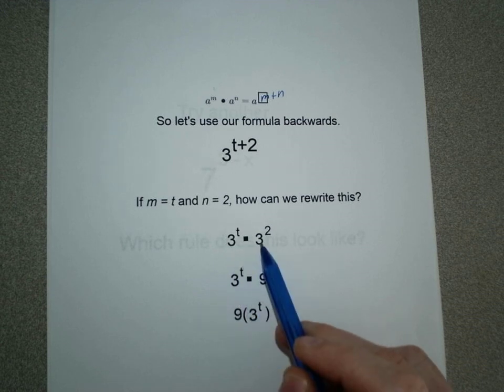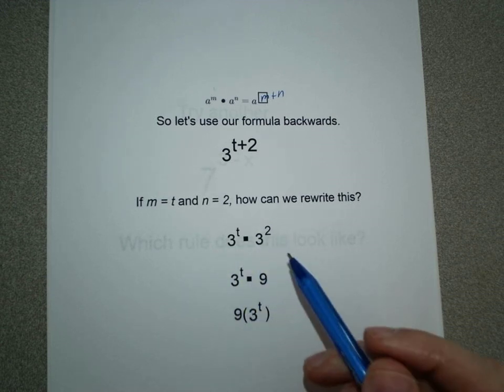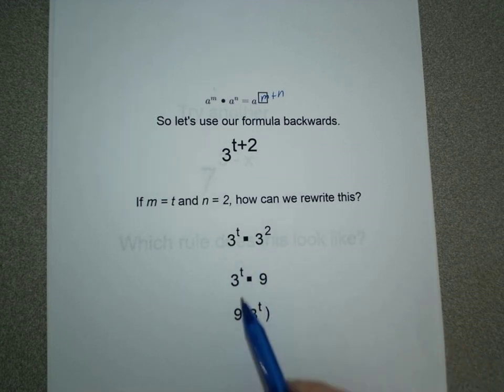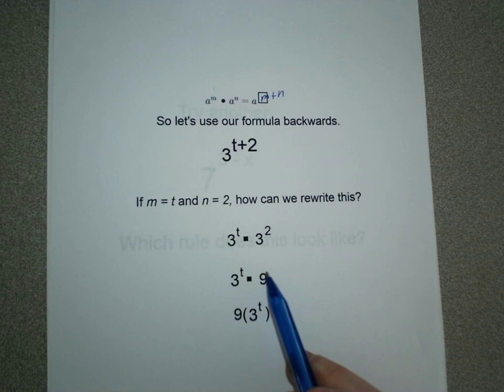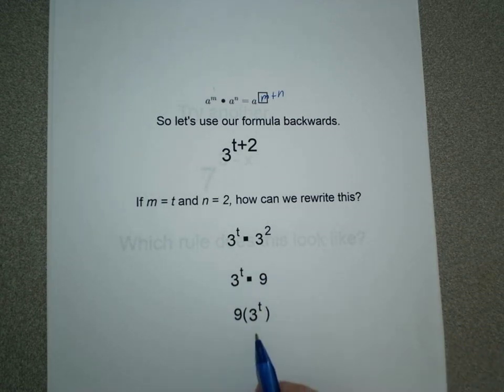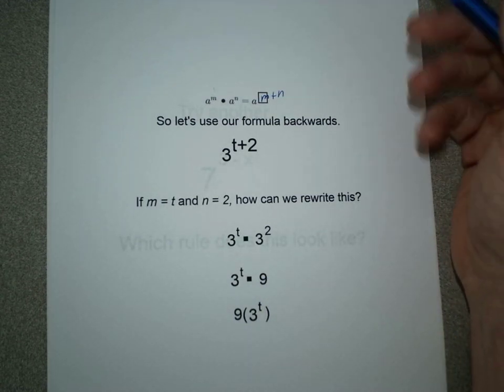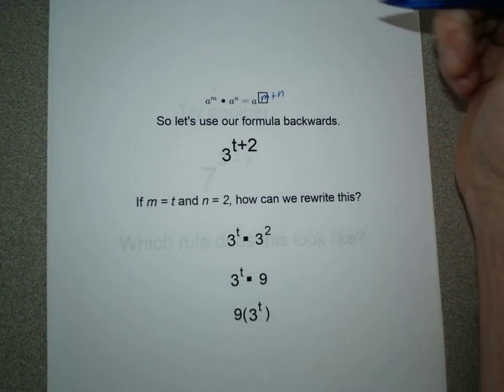Now, is there something here I could write differently? Sure, I know what 3 squared is. What is 3 squared? Well, that's 9. So another way I could write it is 3 to the power of t times 9. And since in multiplication the order doesn't really matter, I could also write it as 9 times 3 to the power of t. Here's the key when you get tested on this.